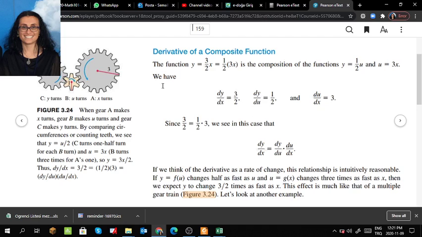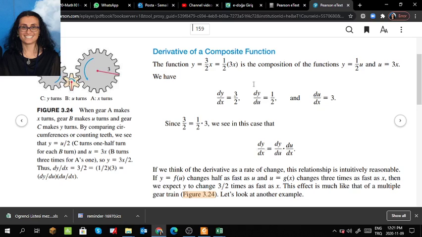Let's go over this. y is equal to 3x over 2, which is 1 over 2 times 3x. It is the composition of y is equal to 1 over 2 u and u is equal to 3x. So the chain rule is about the composition of functions. It could be 2 functions, 3 functions, whatever. The goal in this section is to take the derivative of a composition of several functions.